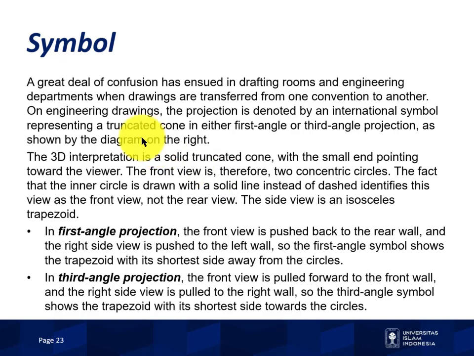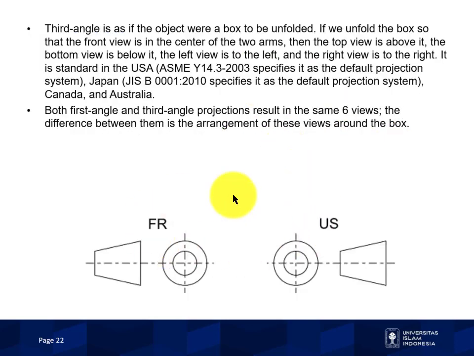Okay, and then we will talk about symbols. Great deals of confusion have ensued in drafting rooms and engineering departments when drawings are transferred from one convention to another. In an engineering drawing, the projection is denoted by an international symbol representing a truncated cone in either first angle or third angle projection, as shown here.